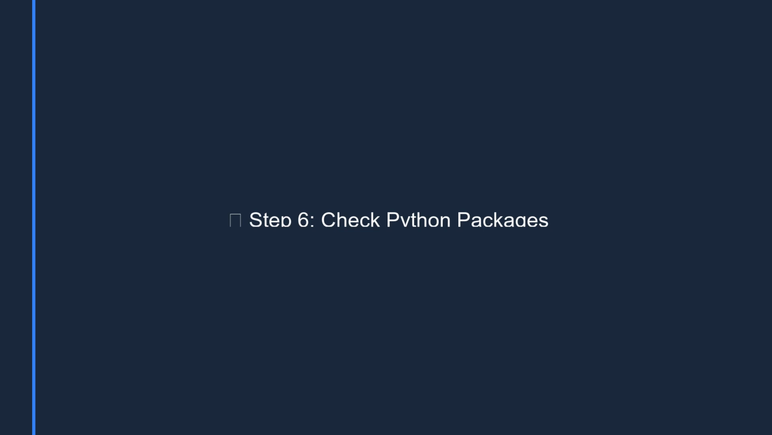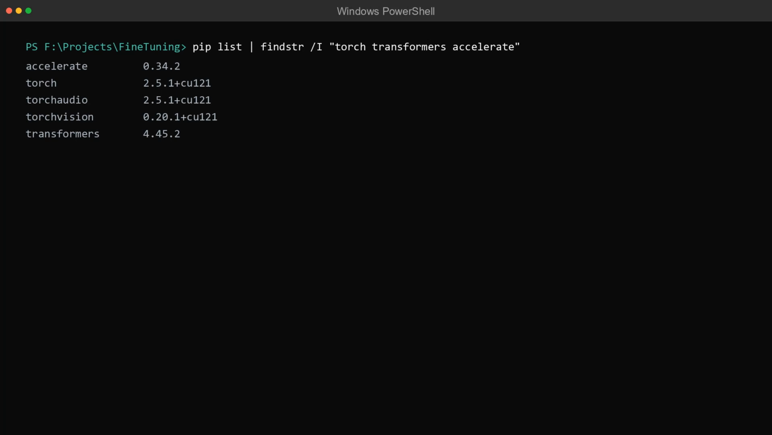Step 6. Check Python packages. This command pipes pip list through findstr to filter for the three core packages: torch, transformers, and accelerate. The /i flag makes the match case insensitive.